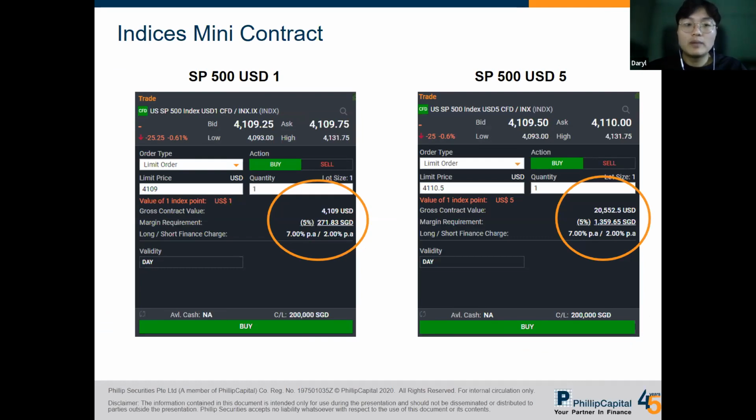USD1 means that the value per index point is $1, and USD5 means the value per index point is $5. Again, the purpose of using a smaller contract like USD1 is for traders who wish to diversify their portfolio or gain exposure, but have less capital. Do note that our contracts track the performance of the cash index and dividend, with dividend adjustment, and the prices may differ from the cash index. Different indices have different leverage, so we offer up to 20 times leverage.